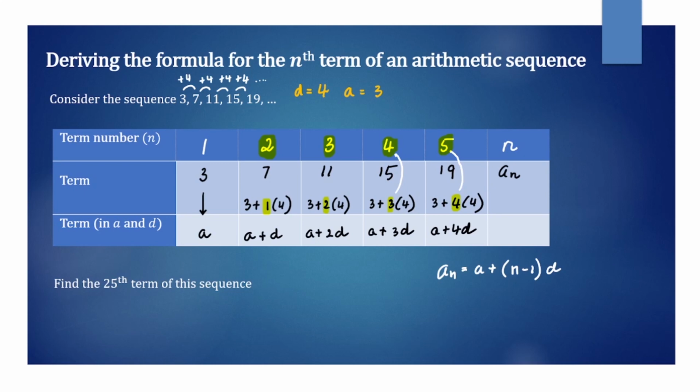Now we can use this formula to calculate the 25th term of this sequence. So we have a subscript 25, because n is 25. Then we have the first term, which is a, that's 3, plus n minus 1, so 25 minus 1, times the common difference, which is 4. So we'll have 3 plus 24 times 4, which gives you a value of 99 for your final answer.